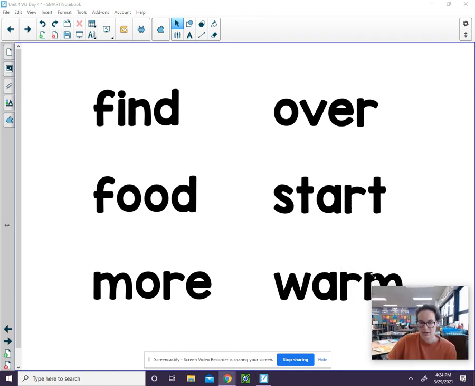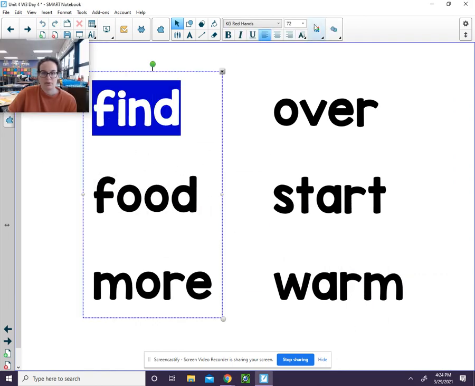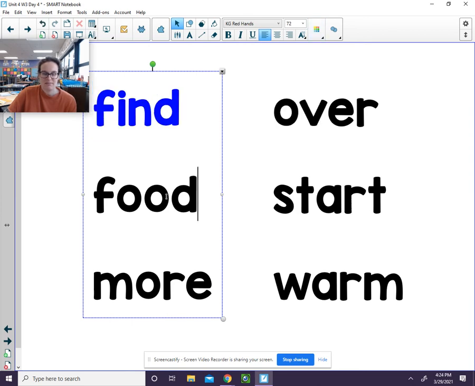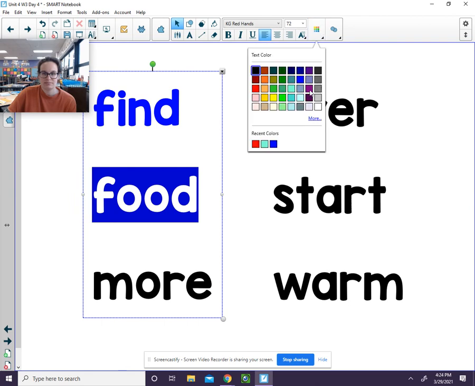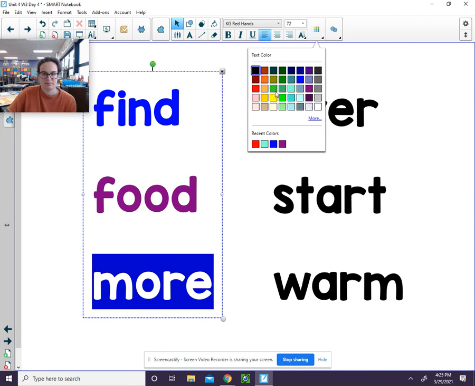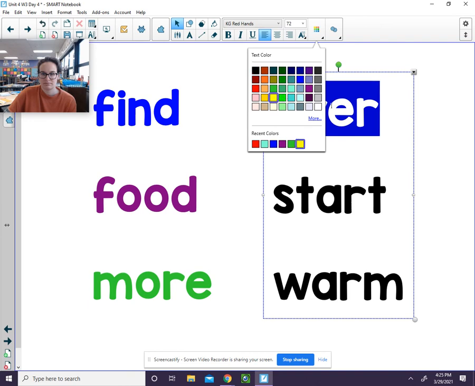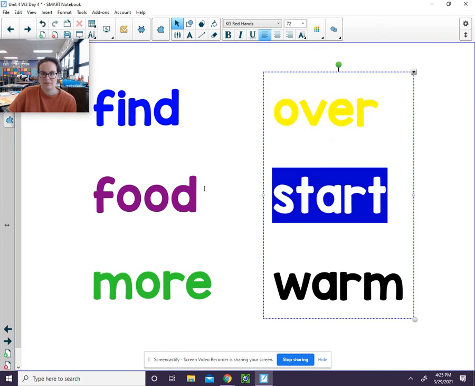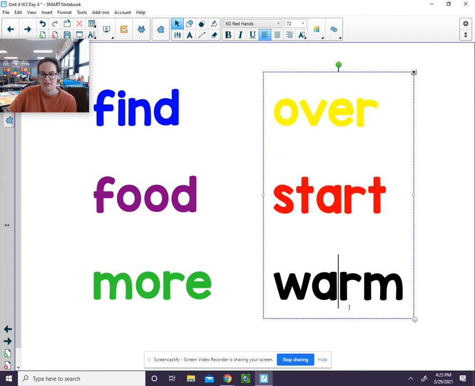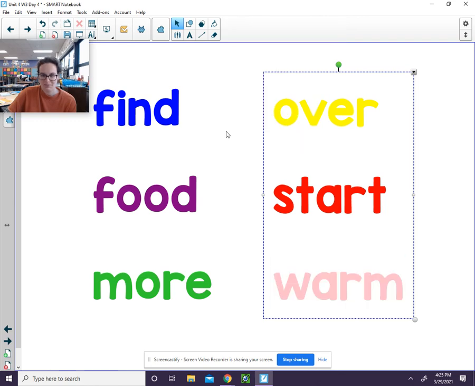Let's take a look at our sight words. We're going to go through each word, okay? What's the word that's highlighted? Find, yep. How about this one? Food. This word? More. And what's this word? Over. What's this one? Start. And finally, our last word is warm.